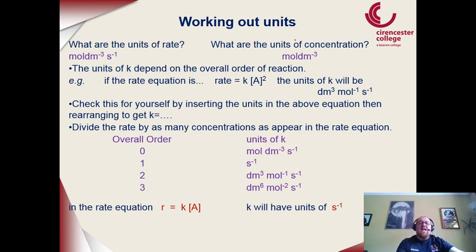of K. If you have any problems doing that, you can just remember if we have an overall order of 0, units of K is going to be moles per decimeter cubed per second. If we have an overall order of 1, it's just per second. 2 is decimeters cubed per mole per second, and an order of 3 is decimeters to the power 6, moles to the minus 2, and seconds to the minus 1.